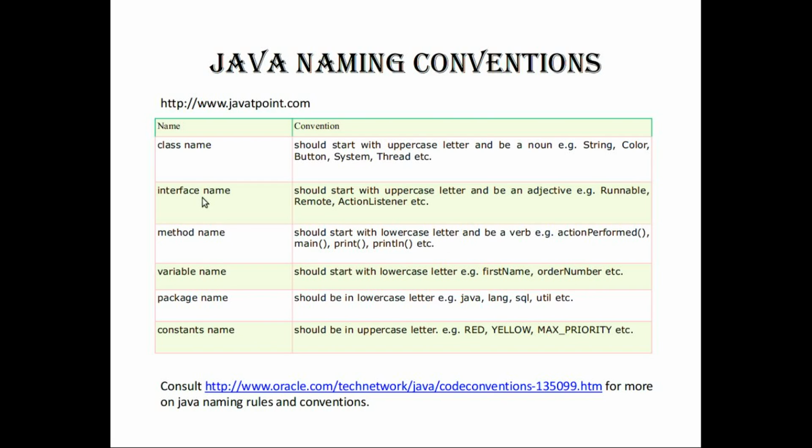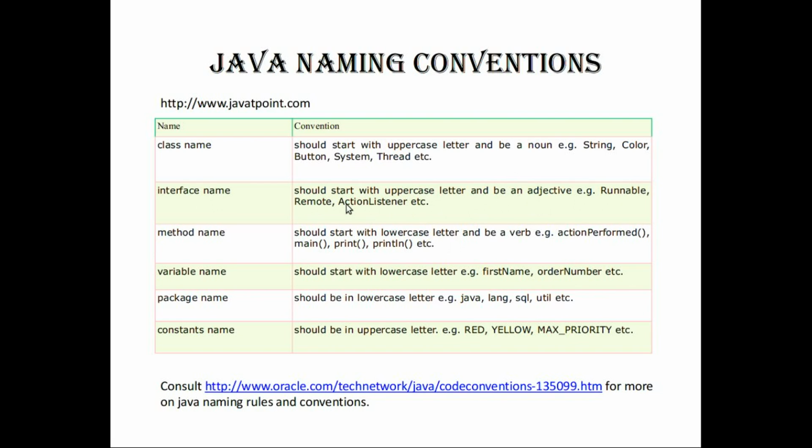Now the next one, interface names. Interface names should start with an uppercase letter, same as the class name, and must be an adjective. You want to name them as adjectives. We have some examples here: Runnable, Remote, ActionListener. Maybe if you were dealing with shapes, you want to name an interface as Drawable, things like that. Now, there's a rule. Oh, no, I keep on saying rule.